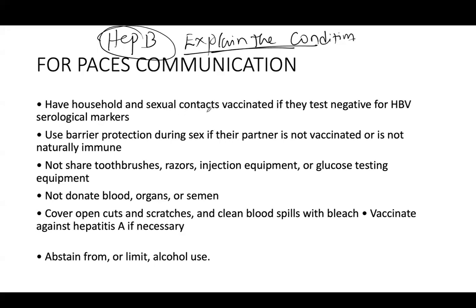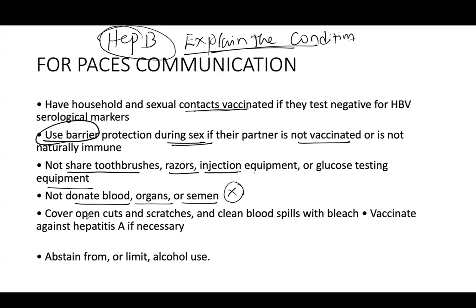Have household and sexual contacts vaccinated, if they test negative for HBV serological markers. They are always advised to use barrier protection during sex if the partner is not vaccinated. Don't share toothbrush, razor, injection equipment, or any glucose testing equipment. Do not donate blood, organs, or semen. Very, very important. Cover open cuts and scratches and clean blood spills with bleach. And vaccinate also against hepatitis A. These are the things you need to tell them at any cost. They will expect you to tell this. Otherwise, your clinical judgment will be impaired there.